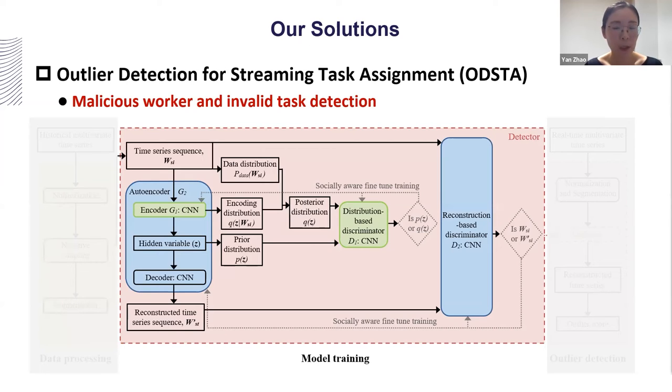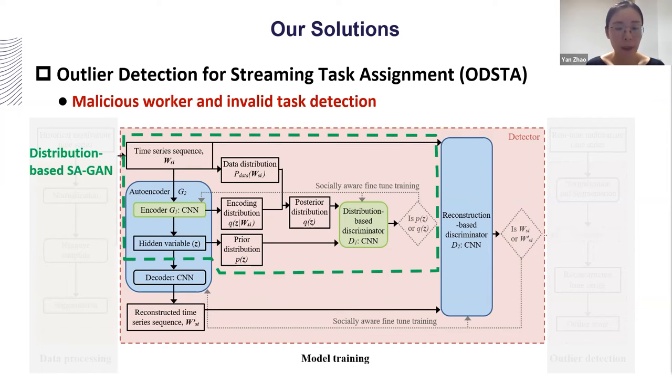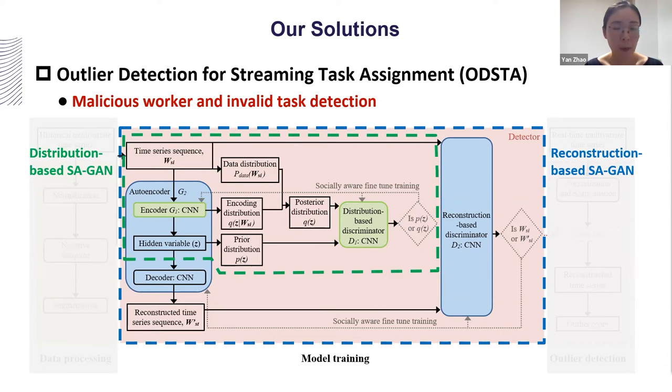The model training is based on two GANs using CNN-based autoencoders as generators and CNNs as discriminators to capture the complex patterns and distributions of time series. The first GAN is a distribution-based SAGAN, which includes the encoder as its generator and a distribution-based discriminator, marked in green in this figure. The other GAN is a reconstruction-based SAGAN, including the whole autoencoder as its generator and a reconstruction-based discriminator. This part is marked in blue in this figure.